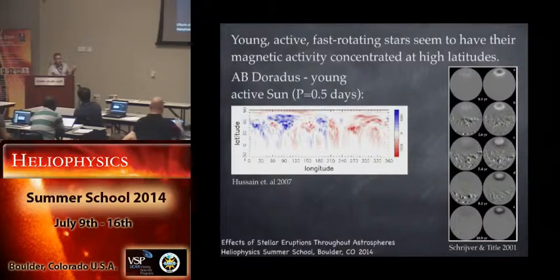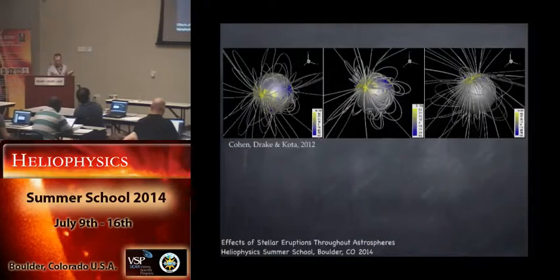So the question is, how does the fact that for young active stars we have the activity concentrated at high latitude affect the overall structure of the astrosphere? This is a simulation I did where I took a solar magnetogram with the active regions, which are shown here in yellow and blue. This is an active sun of the year 2000. And these are the active regions. They're very close to the equator.